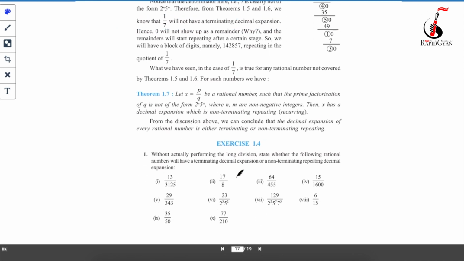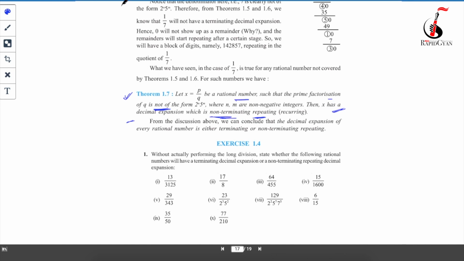So see what theorem 1.7 is saying. Theorem 1.7 is saying that if x equal to p upon q is a rational number such that the prime factorization of q is not of the form 2 to the power n, 5 to the power m, where n and m are non-negative numbers, then x has a decimal expansion which is non-terminating repeating. This is what I have told you.